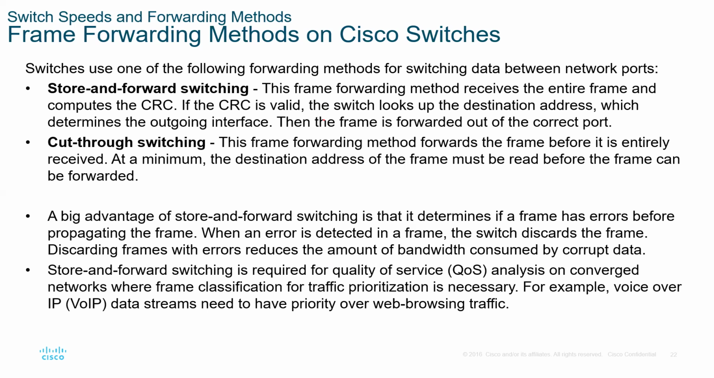With store and forward, the frame forwarding method receives the entire frame and computes the CRC. If it is valid, the switch looks up the destination MAC address, which determines the outgoing interface. Then the frame is forwarded out the correct port. I'm just going to read, then break it down. With cut-through, the frame forwarding method forwards the frame before it is entirely received. At a minimum, the destination address of the frame must be read before the frame can be forwarded.